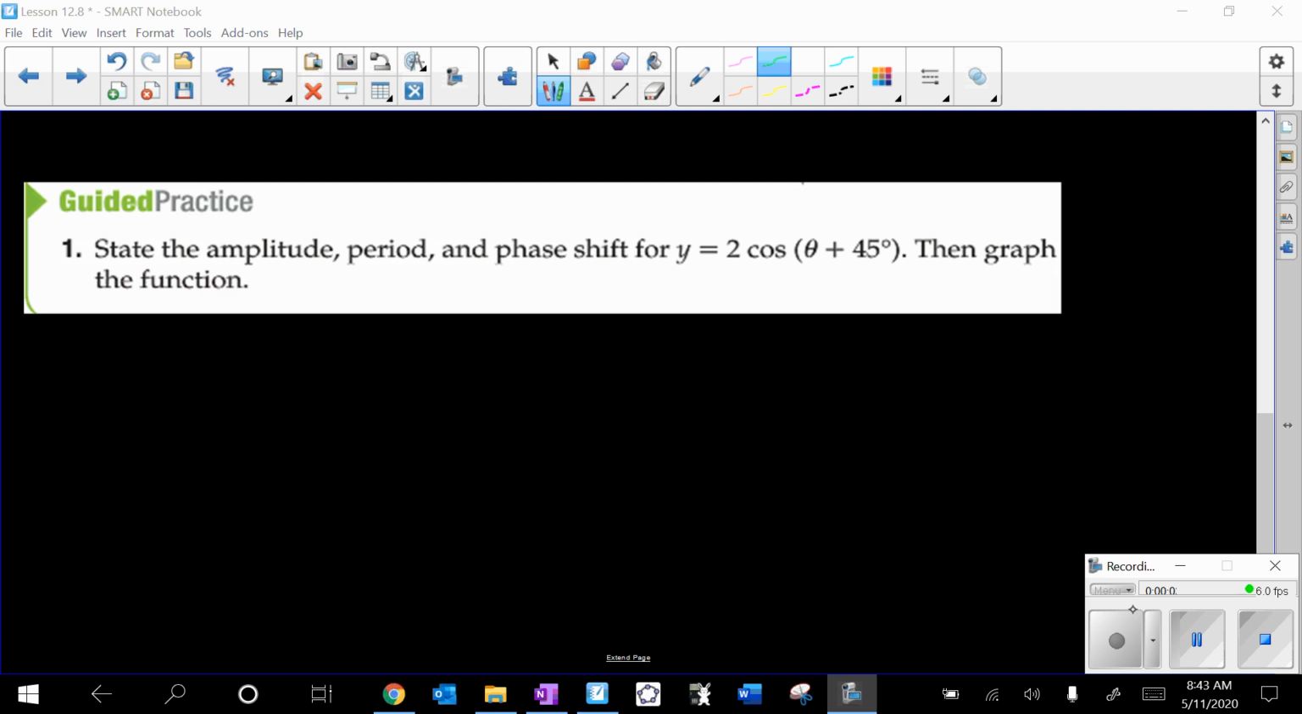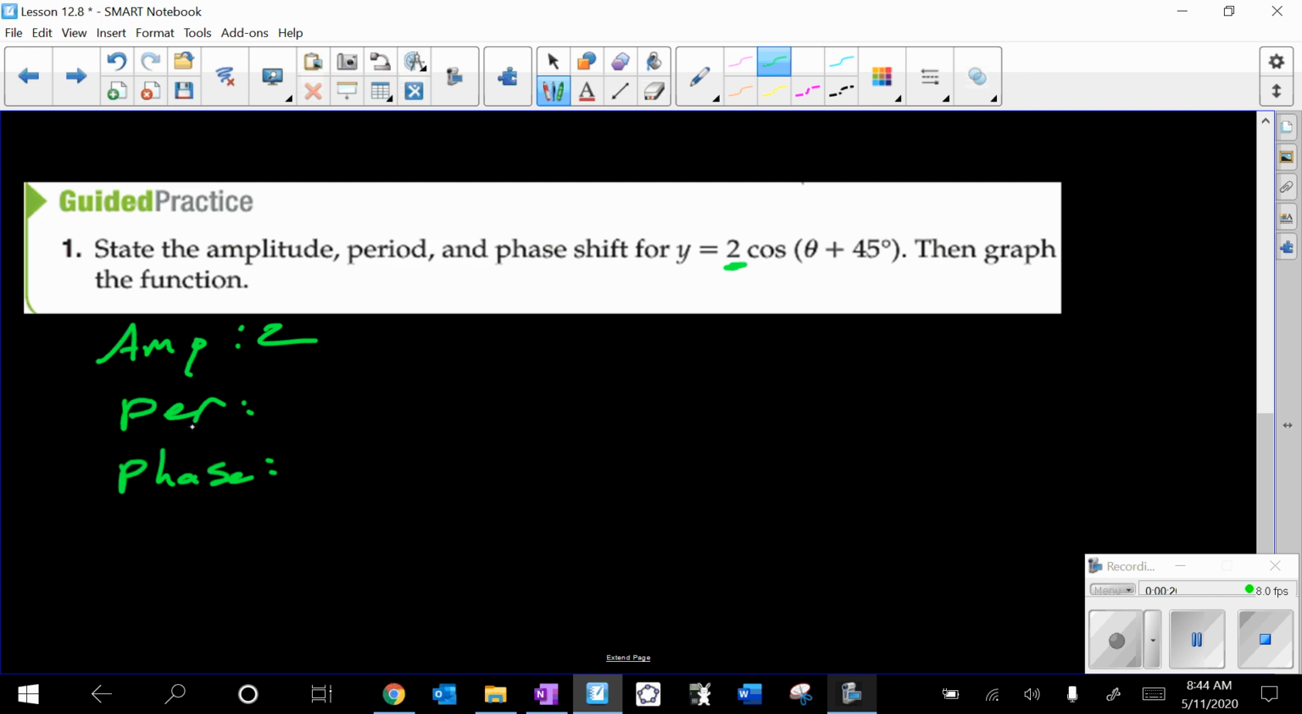We're going to look at a phase shift that deals with cosine as well. So we're going to start with finding what is the amplitude, the period, and the phase shift out of this. The amplitude, again, is in front of the trig function, so in this case, the amplitude is going to be 2.